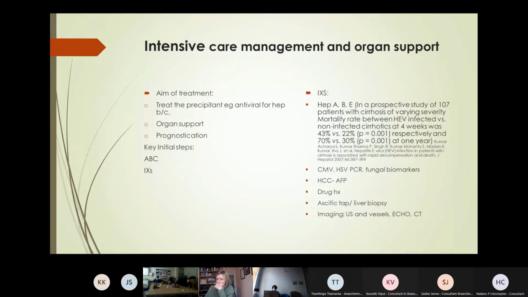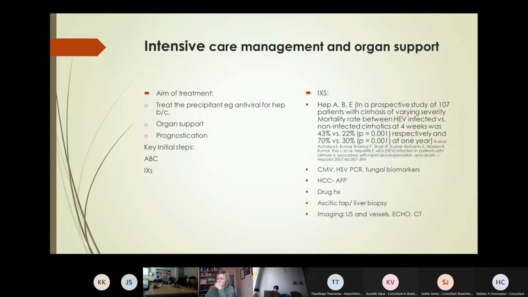So when you review the patient, the first thing you want to do is ABC. You want to clear the airway for that patient who has hepatic encephalopathy, is drowsy, with risk of aspiration. The investigations here, as I said, hepatitis A, B, and E. E has quite poor prognosis. You want to look for other tests depending on your suspicion, CMV, HSV, PCR, fungal biomarkers, which we usually do, beta-D-glucan. If you're suspecting HCC, you want to do alpha-fetoprotein.